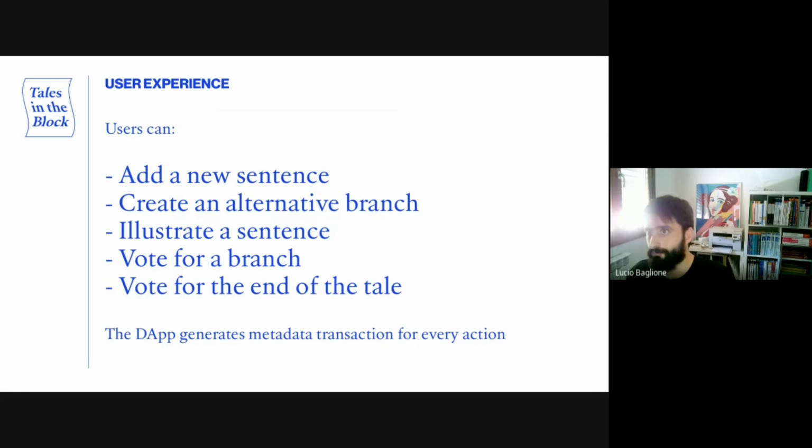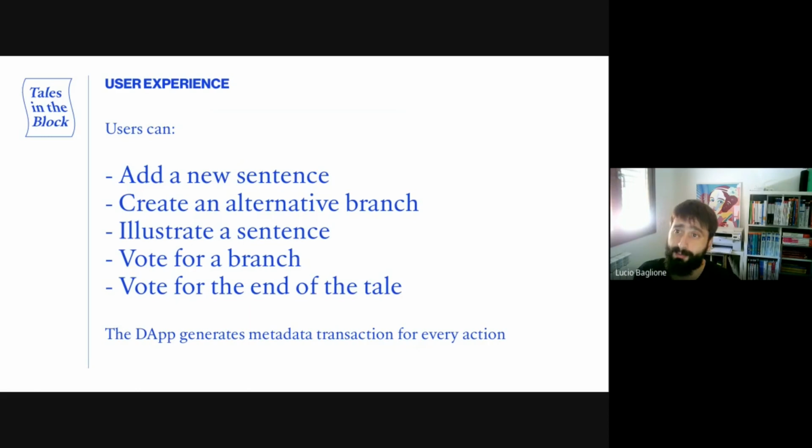And also it's possible to vote for a specific branch because, as we said, all the stories have more than one branch, and each sentence could have more than one branch. But there is only one main branch, which is presented to the user when they access the website. So it is possible for every user to submit a transaction to vote for a specific branch and mark it as the main one. And also it is possible to vote for the end of the tale, to conclude a specific tale and start creating a new one.